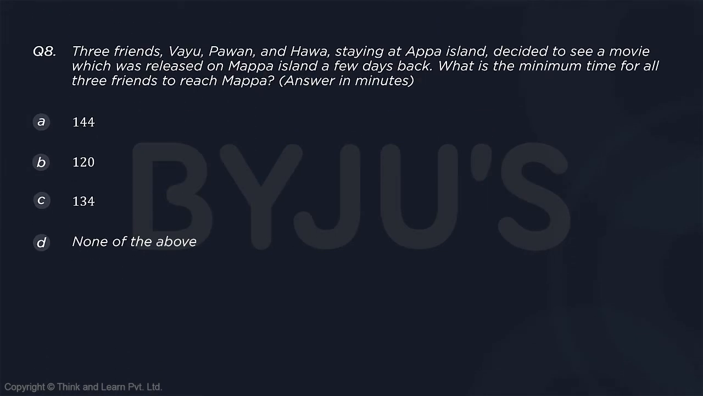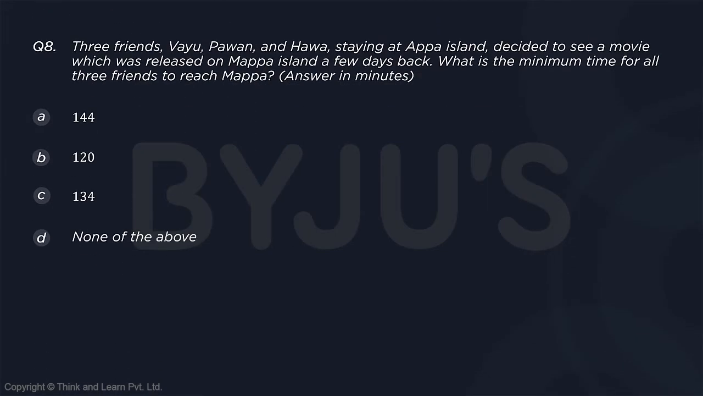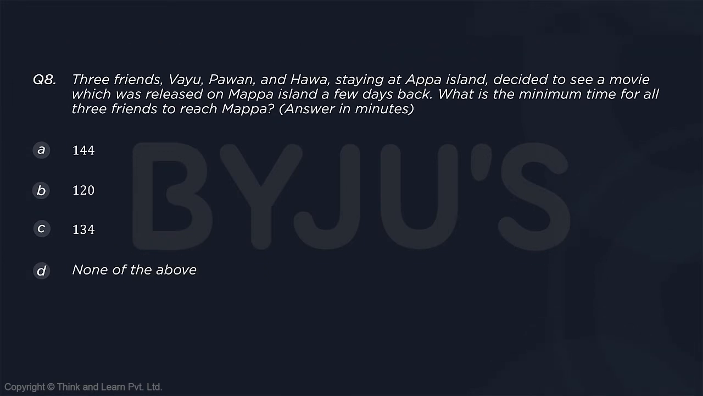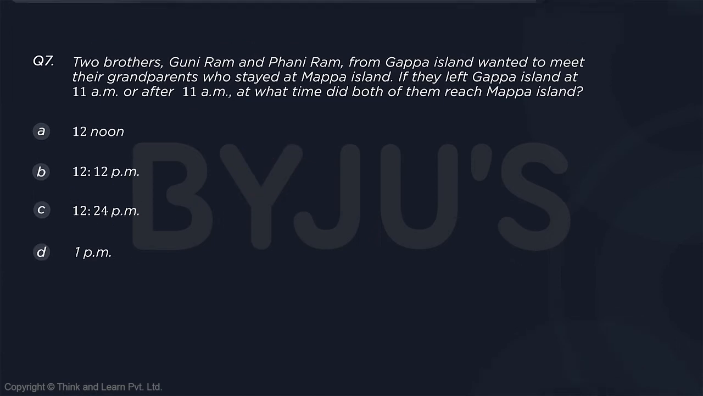Okay. Next, three friends. Now three people, the names are unimportant. They decide to see a movie which released on Mappa Island. They are now supposed to go to M. What is the minimum time for all three friends to reach Mappa? They are staying in A. So you are supposed to go from A to M and three people. So this is the question.